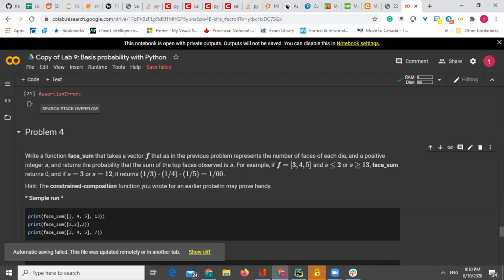In this experiment, they are asking you to compute the probability that the sum of the top faces is equal to a given value s. For example, in that case, if you make the sum of the top faces, 4 plus 3 is 7, plus 5, 12. So this is the sum of the top faces, right? The 30?